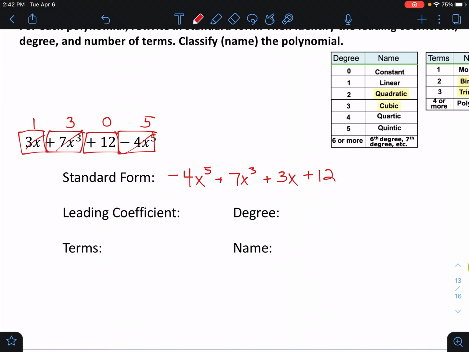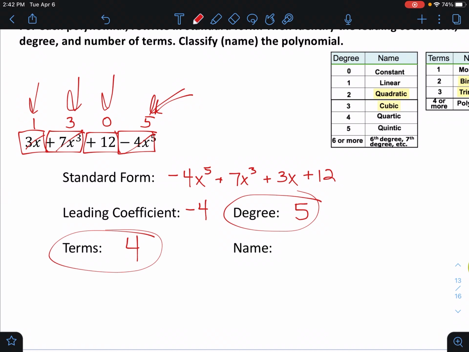My leading coefficient is the number in front now, so that would just be negative 4. Make sure it's just a number, no variables. The degree, well, that's the biggest one. We found the degree of each term. The biggest degree here would be 5 for that polynomial. How many terms are there? We kind of boxed them already. You can see 1, 2, 3, 4. So 4 terms.